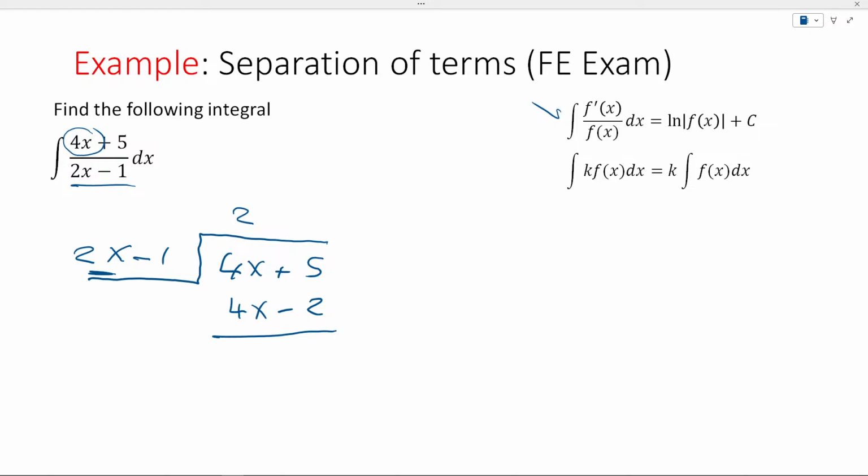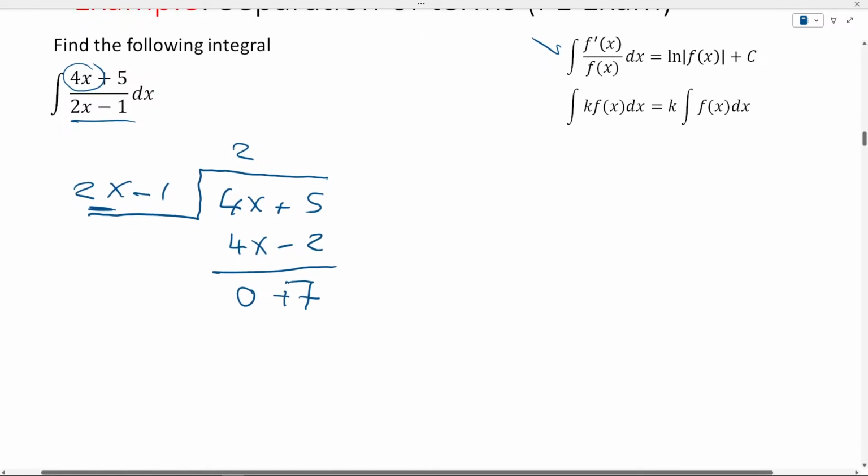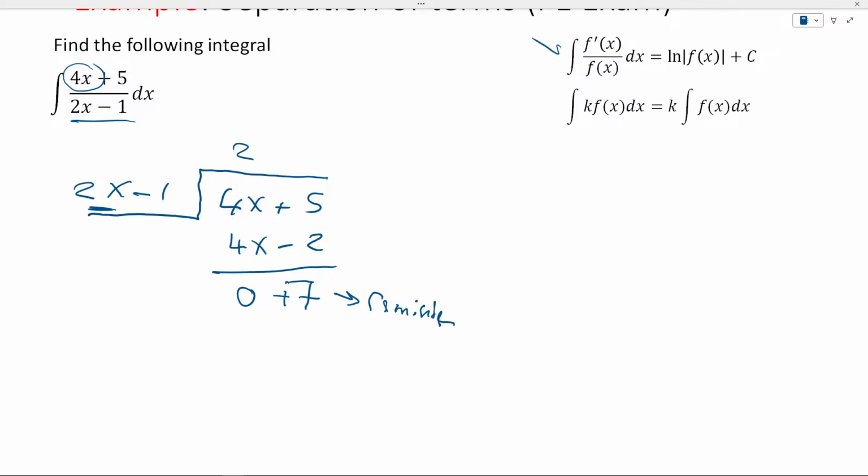So basically, 4x minus 4x, you got 0 here, and 5 minus negative 2, so you got plus 7. Okay, so what does this mean? So my long division basically, this is the remainder, yeah. This is called the remainder. So my long division basically would be 2 plus this remainder over this guy, yeah.